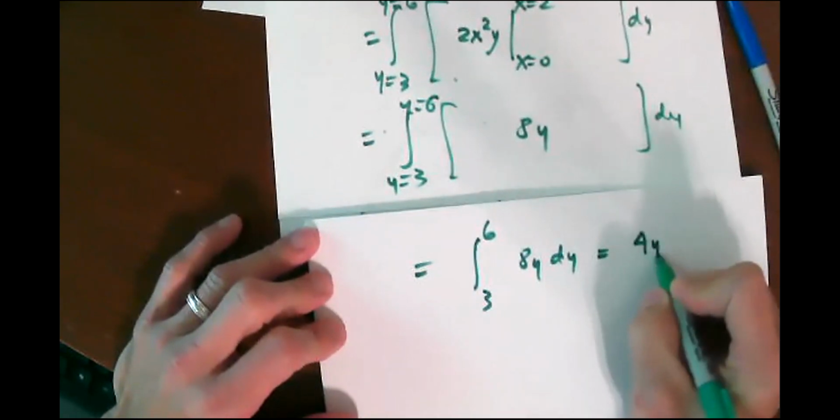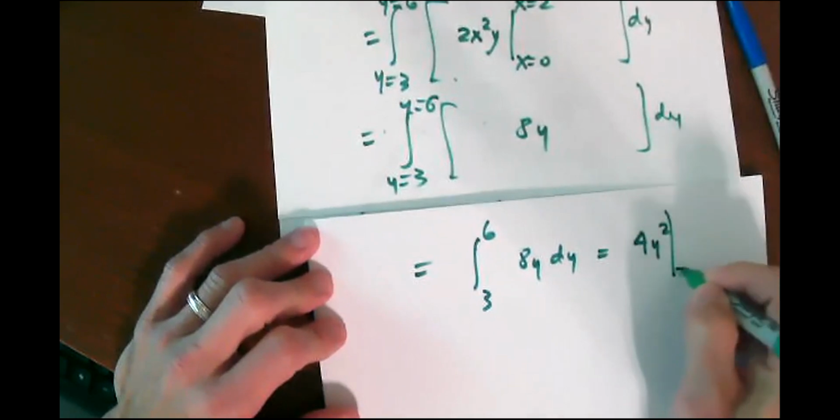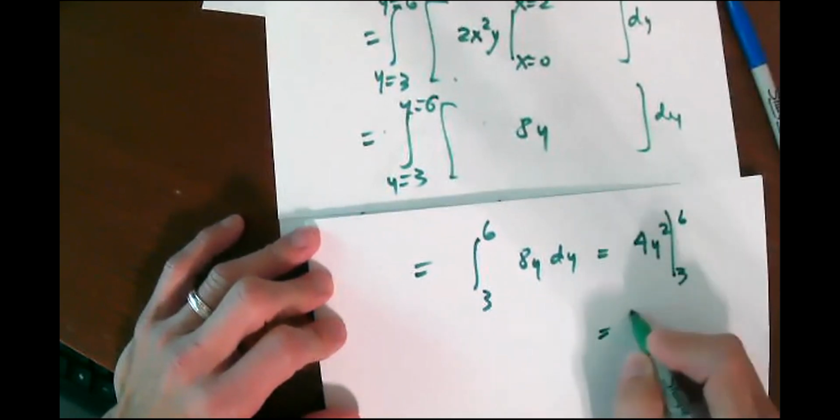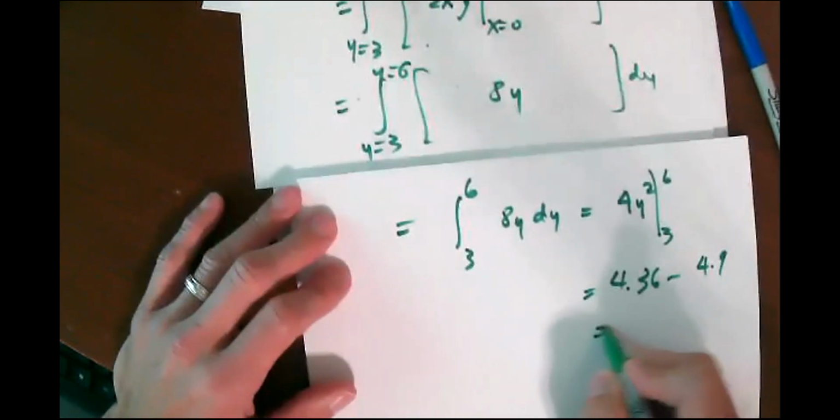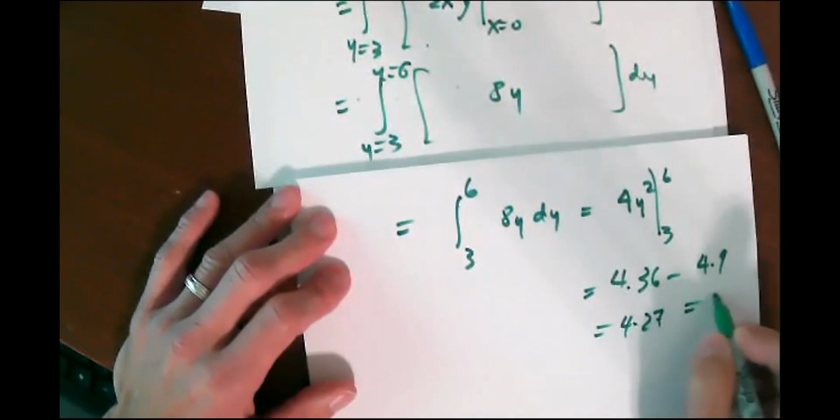The antiderivative would be 4y squared. When I stick in these two endpoints, I'll get 4 times 36 minus 4 times 9. So that's 4 times 27, and that's 108. What did I say? High dozens or low hundreds? I give myself a win on that. All right, so that's Fubini's theorem in action.